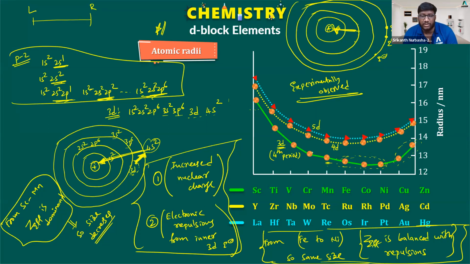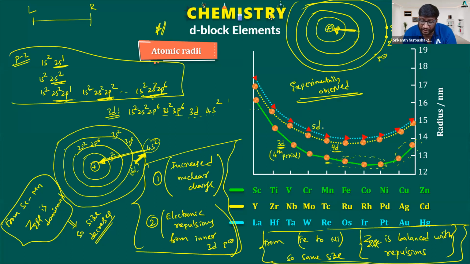Among 3D and 4D, which will have more size? Very simple question. Among 3D series elements and 4D series elements, which will have greater size? Obviously 4D series, because there you are filling electrons in the 5s, fifth shell also, which is going to be larger when compared to the third shell or 3D series elements. Among 3D and 4D, you say 4D is greater.